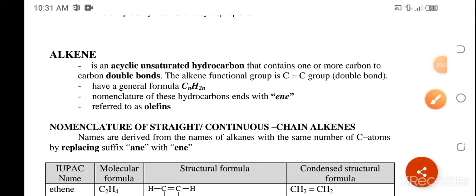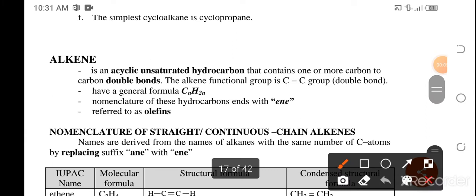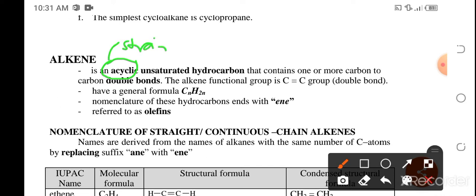Okay, alkene. Alkene is another group of hydrocarbon or organic compounds that are classified as acyclic, meaning they are straight or branched. So, hindi sila cyclic. They don't have a ring. Okay? This time, they are unsaturated. When you say unsaturated, it has a double bond.